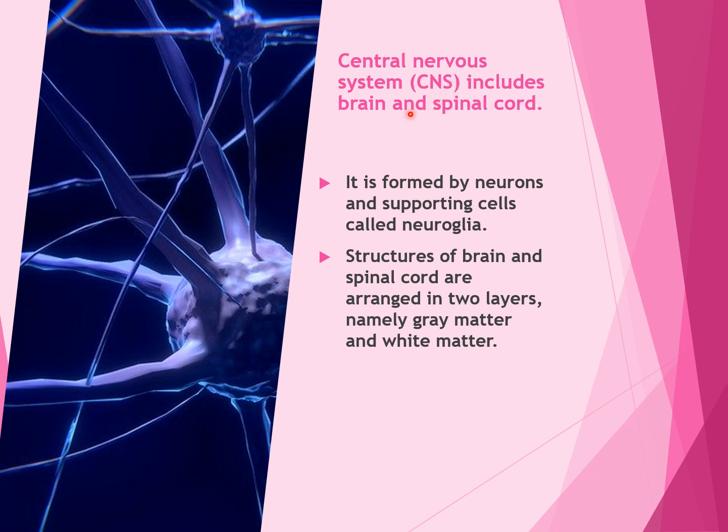The central nervous system includes the brain and spinal cord, and it is formed by neurons and supporting cells known as neuroglia. Structures of the brain and spinal cord are arranged in two layers, namely grey matter and white matter.